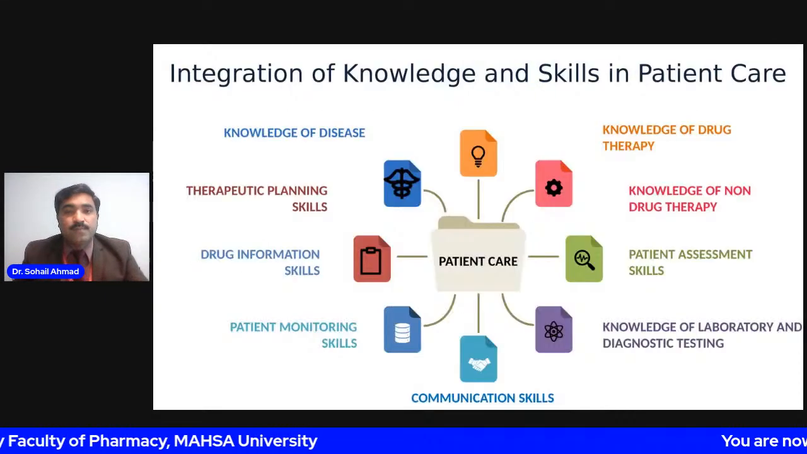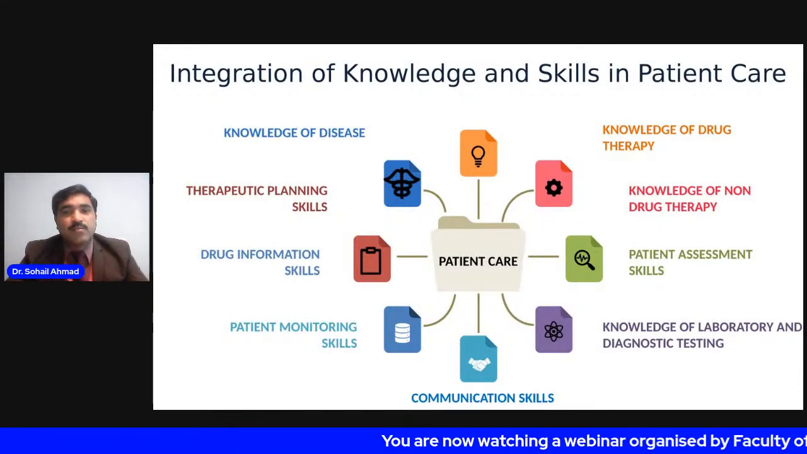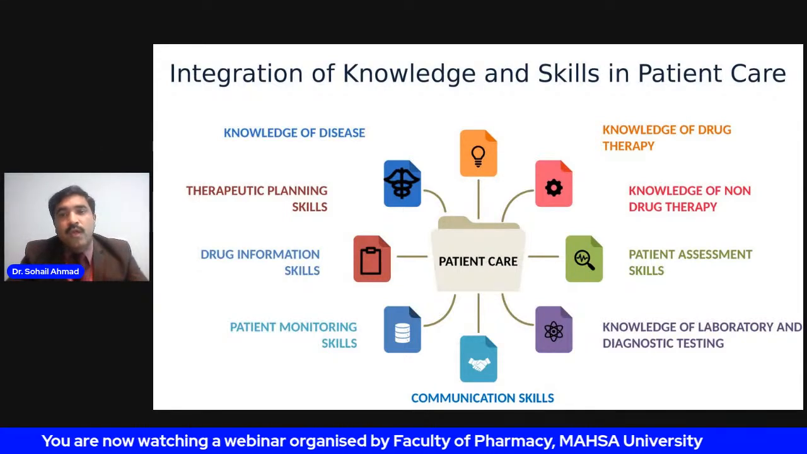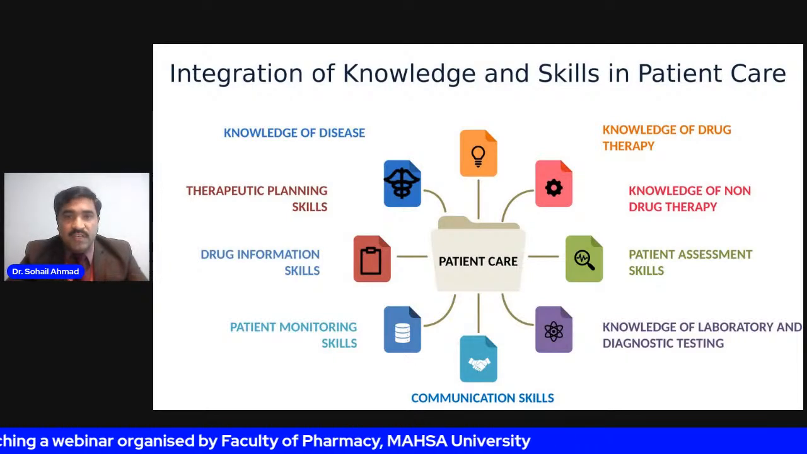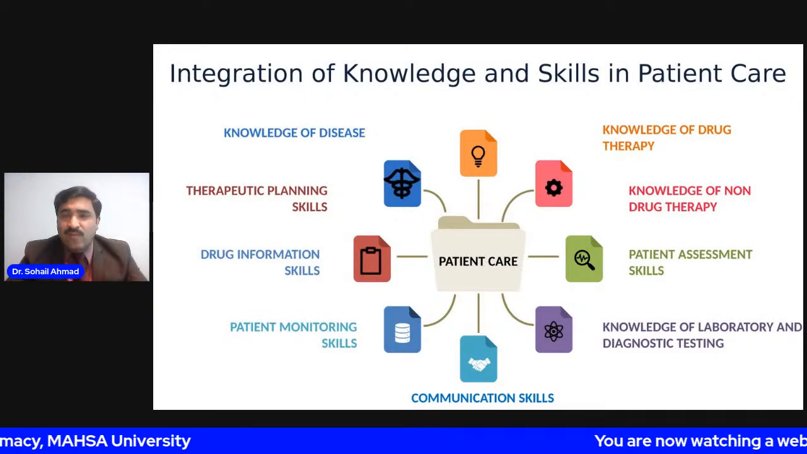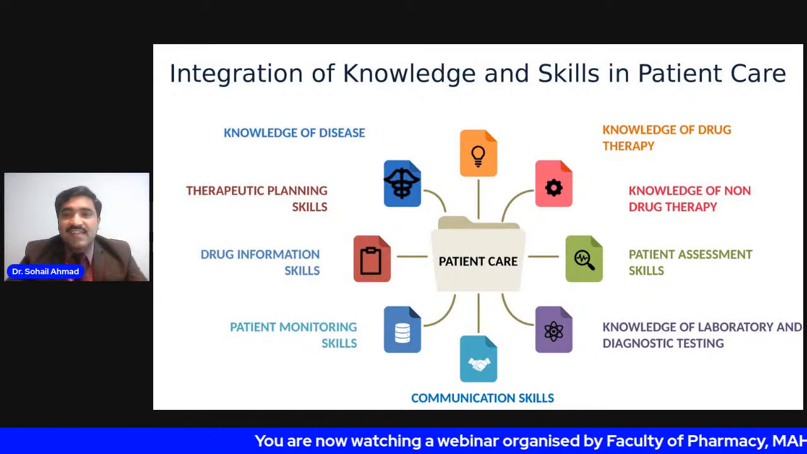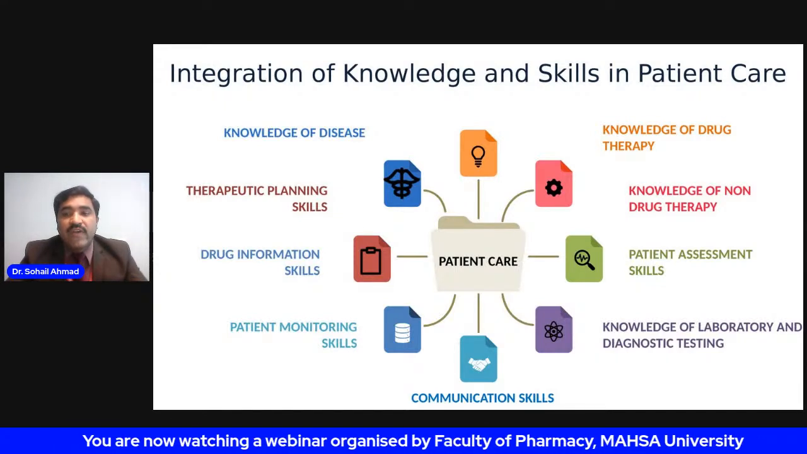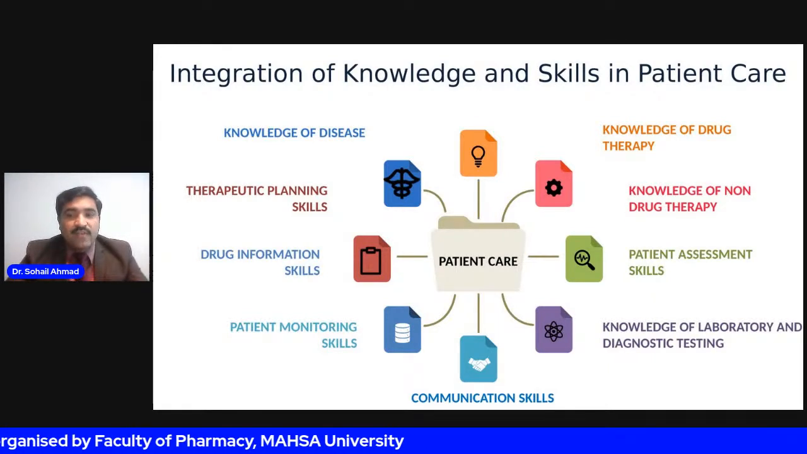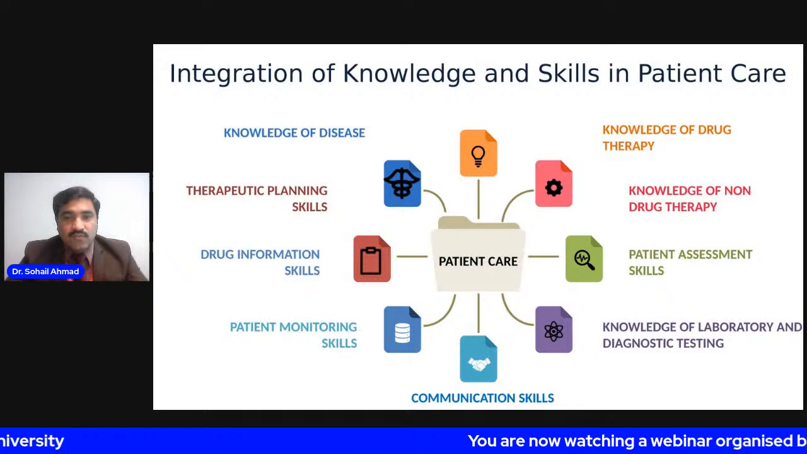So for this, pharmacists need to have certain types of skills and knowledge background. Then only he or she can contribute to the optimal level of patient care. So these are a few basic components of the knowledge and skills domain a pharmacist should have: knowledge of drug therapy, non-drug therapy, patient assessment skills, knowledge of laboratory and diagnostic testing, so that the pharmacist can correlate these laboratory investigations with the monitoring of the effectiveness of the treatment.